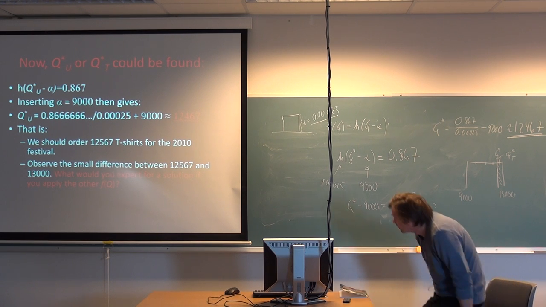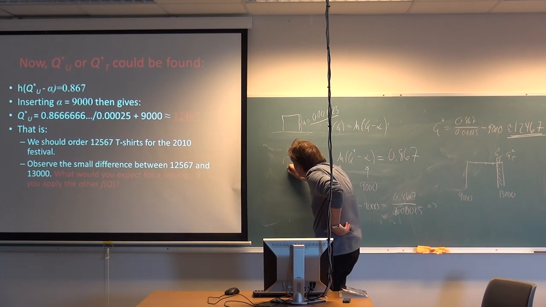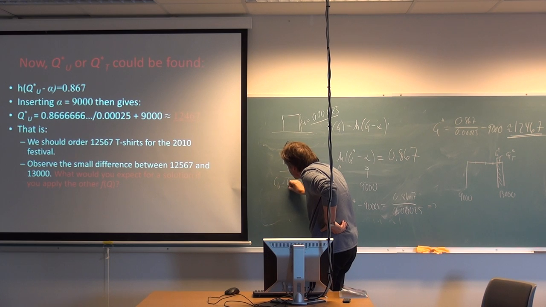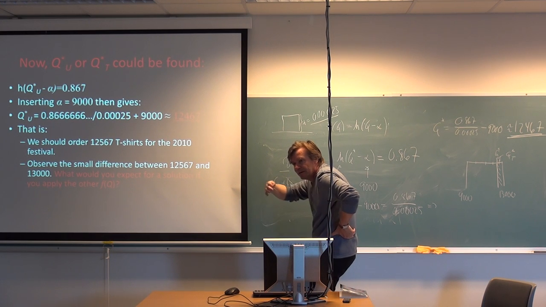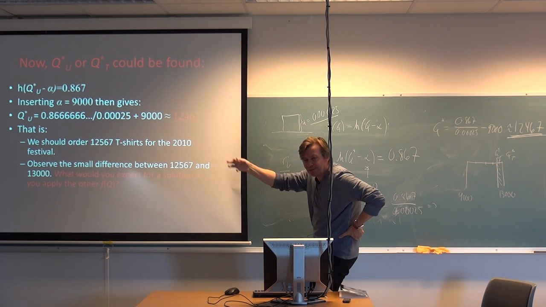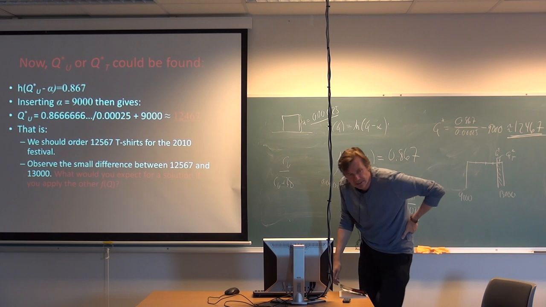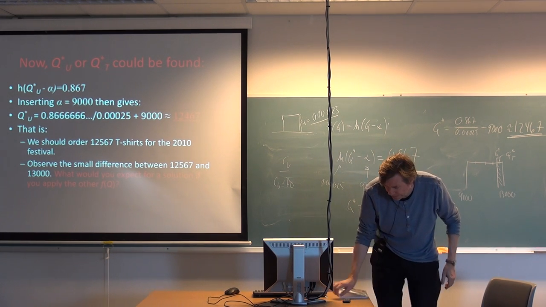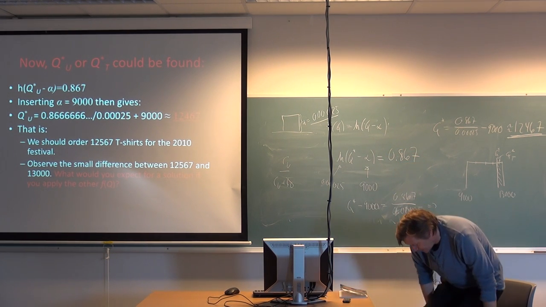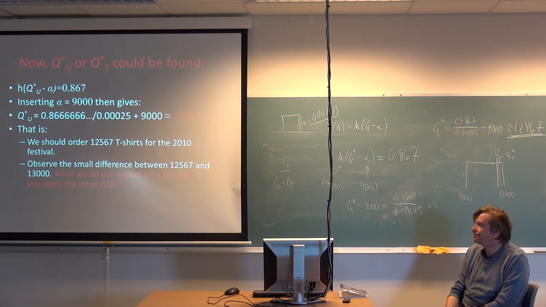You see that, don't you? When you have this CU divided by CU plus CO, if this is a very big number, then this one kind of vanishes. So you end up with one, okay? Aiming for a full hit, so to speak, on the tickets and t-shirt sales.